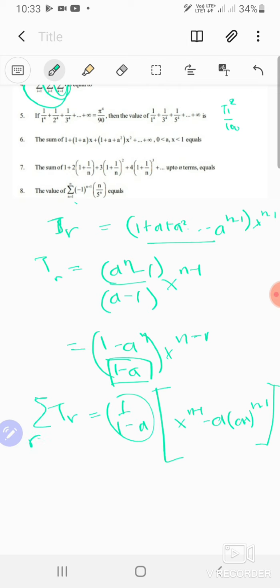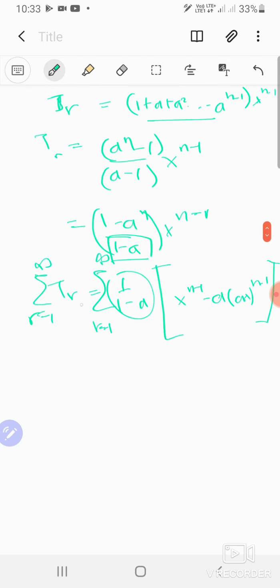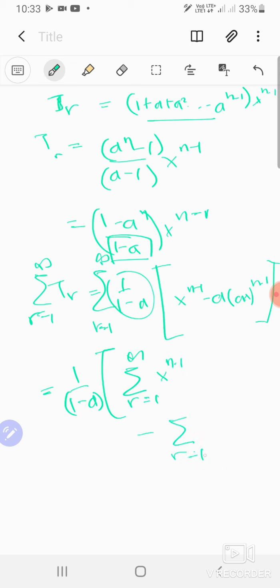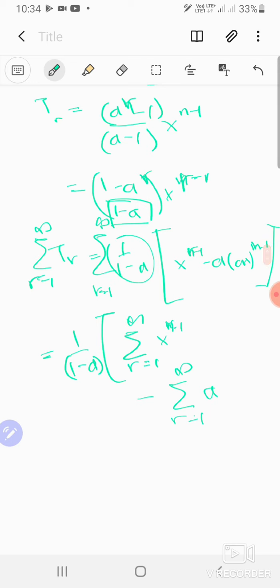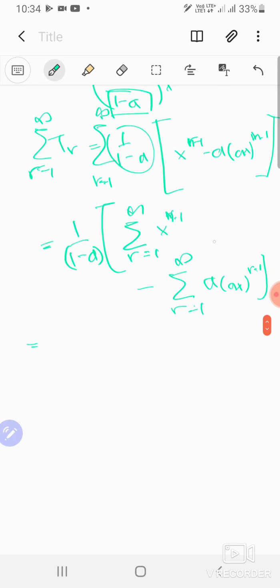Now if we sum this from r equals 1 till infinity, this thing is going to be 1 upon 1 minus a, because that's just a constant, and then we can sum this thing individually from 1 to infinity, x to the r minus 1, minus the sum from r equals 1 to infinity of a times ax to the r minus 1. So that's just two different geometric series like that. So it's 1 upon 1 minus a. Okay, it's the first infinite geometric series, so you got x to the r minus 1.